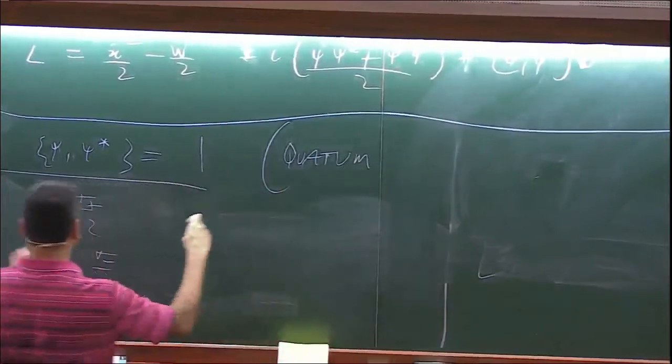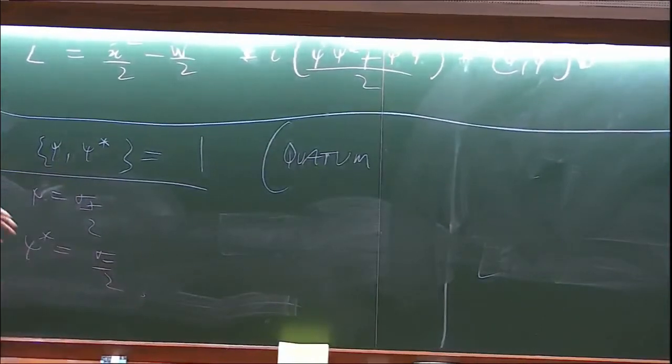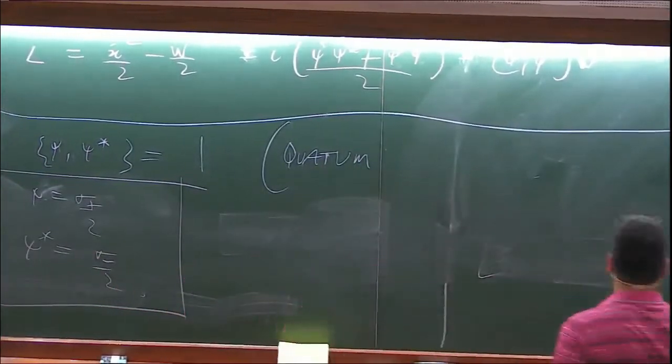It's really the statement that these operators obey this relationship. To quantize the system is to look for operators that obey this algebra. Okay? Excellent. So let's keep going.